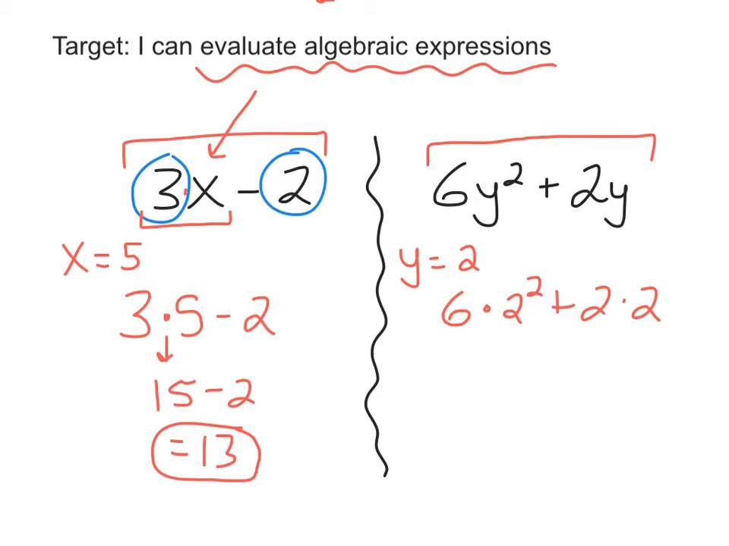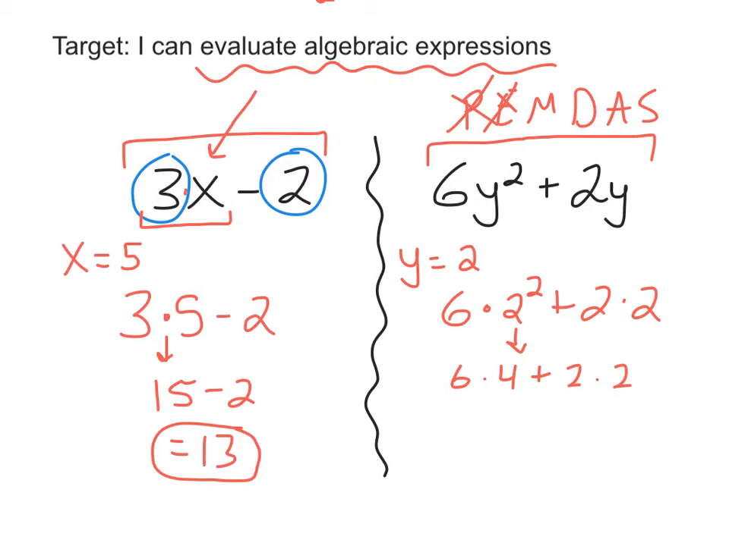Now we have to use the correct order of operations. No parentheses. If I write PEMDAS out, no parentheses, there is an exponent. So exponents would come first. 2 squared is 4, so I'm going to rewrite the expression: 6 times 4 plus 2 times 2.